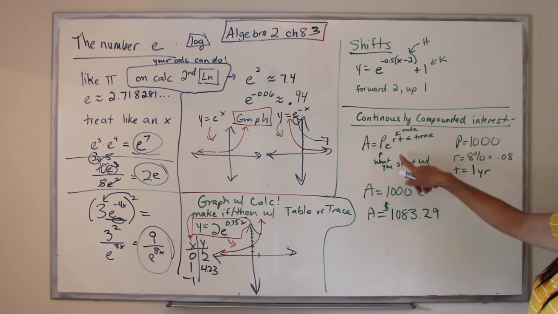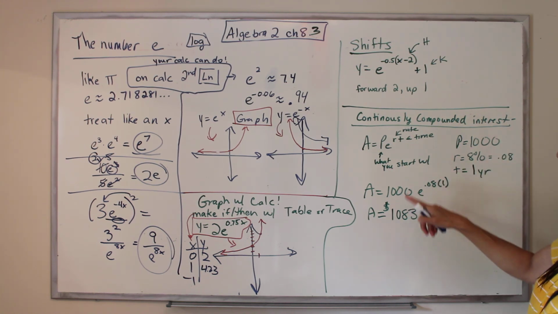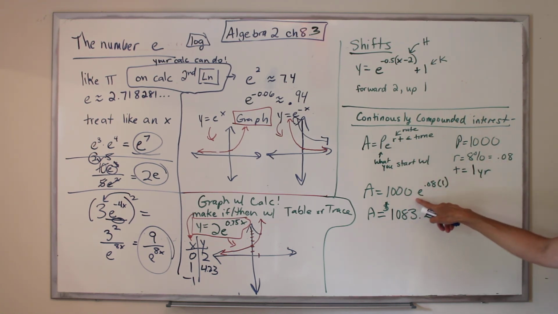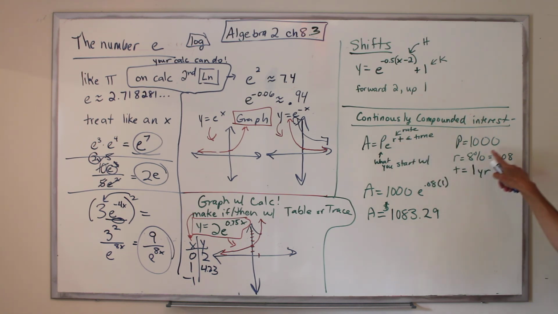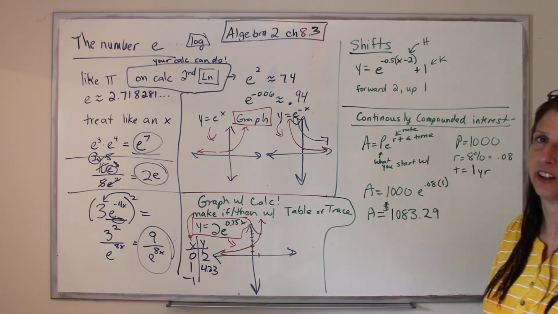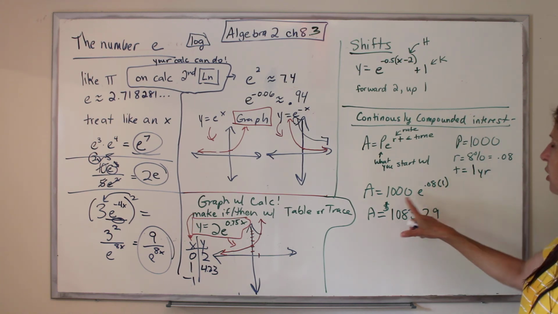It's A equals Pert. So P is your principal, what you started with, and here we're starting with $1,000. And then E is E, just like pi. R is your rate, and it was 8%, and we have to change it to a decimal, so it's 0.08. And they want us to find out the interest after 1 year. Now, continuously compounded interest, you're not going to get that at your little local bank. This is for fancier banking than what I do. But this is what would be.